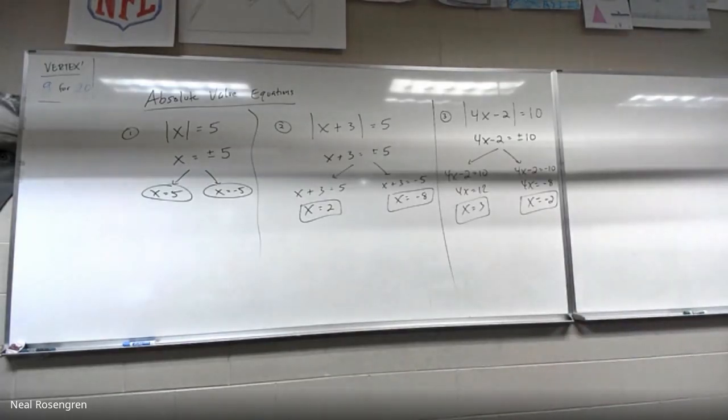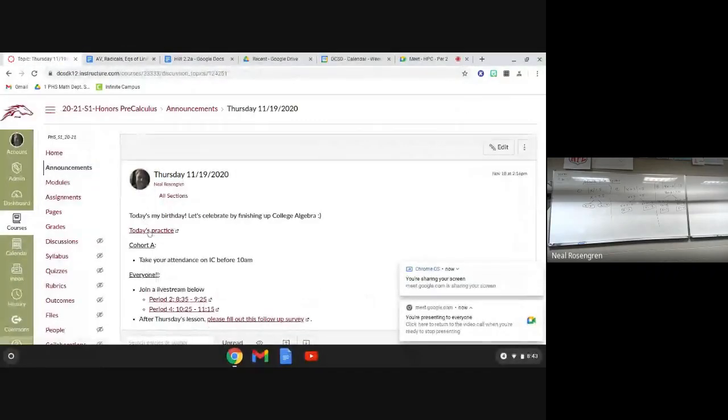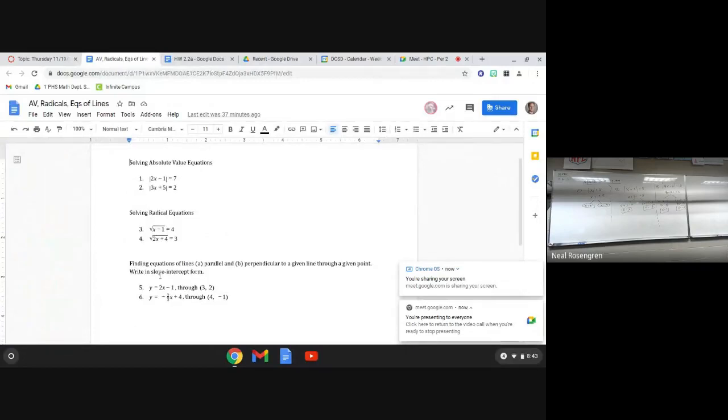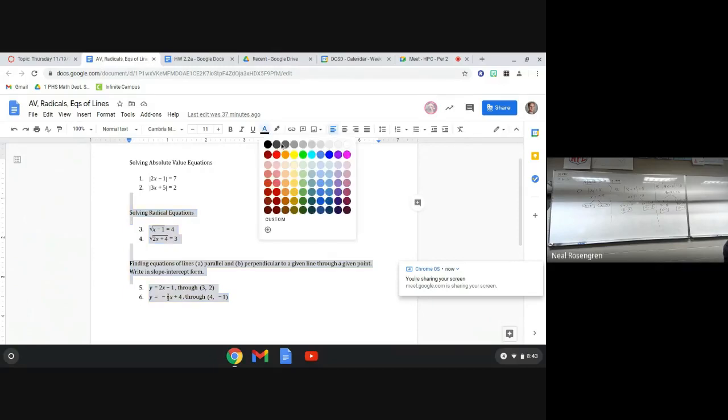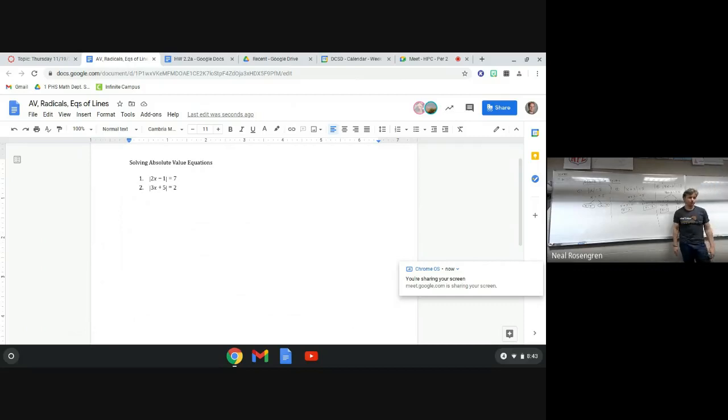I will share my screen, but it's also already on Canvas. I put a link on Canvas for today's practice. Okay, click on that. It'll take you to here, and just to keep our focus where it is, I'll hide these other 2 for now. Just solve those 2. Okay, solving these absolute value equations. Absolute value of 2x minus 1 equals 7, and the absolute value of 3x plus 5 equals 2.